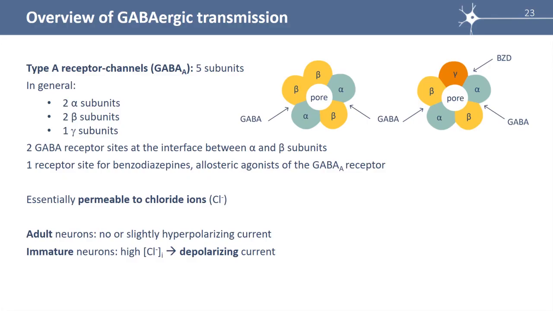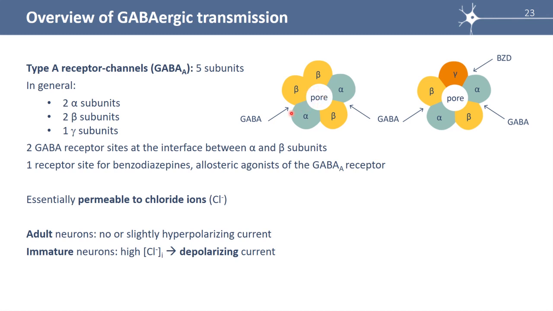In summary, the GABA receptor channel is made up of 5 subunits. In general, 2 alpha, 2 beta, and 1 gamma. But there could be a lot of other combinations. Here you have 2 alpha and 3 beta. The pore of the channel is permeable to chloride ions. It's an anionic channel.